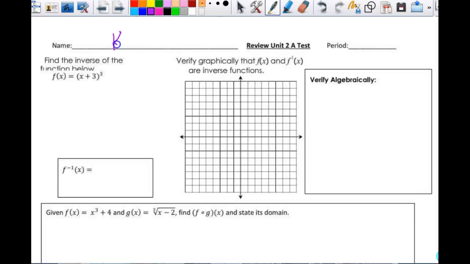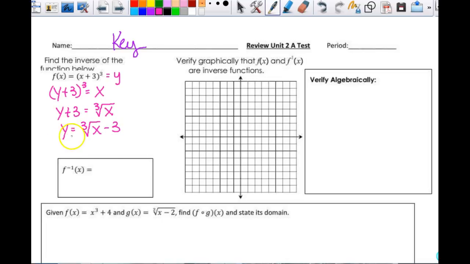All right, we're going to start by finding the inverse of this function. So remember, to find the inverse, I'm going to change f of x to y, and then I'm going to exchange x and y. So I end up with y plus 3 cubed equals x. I want to solve for y, so I'm going to take the cube root of both sides. And then I need to subtract 3 from both sides.